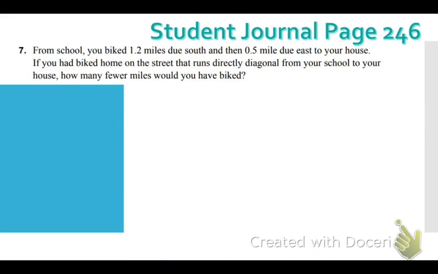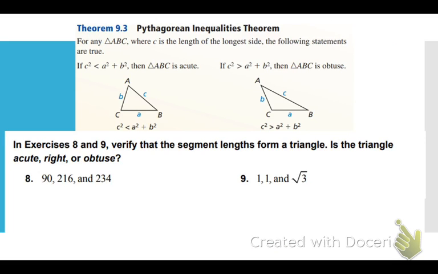And then here's the last concept of this lesson. This is an inequalities theorem, but here's what's going to happen. It's going to say, verify that the segment lengths form a triangle. We haven't done that yet. We skipped that portion, but all the ones that I'm going to give you are triangles. So you're going to figure out if it's acute, right, or obtuse. Here is how you do that.